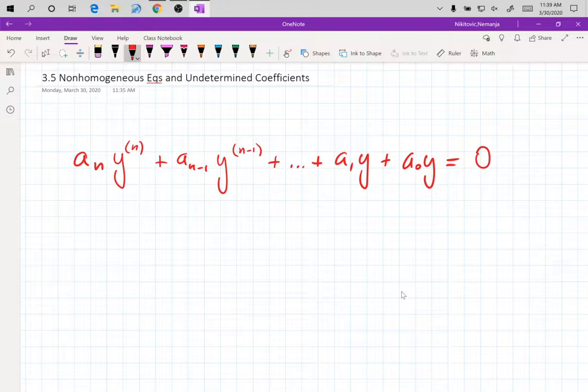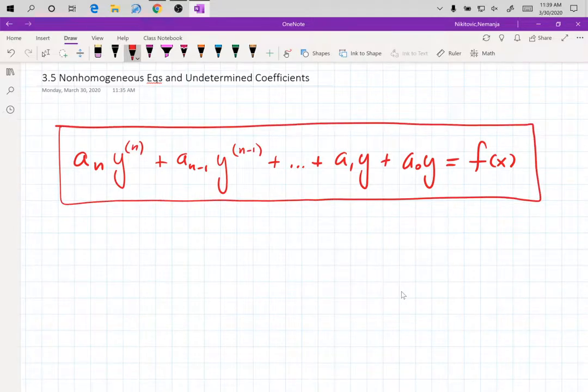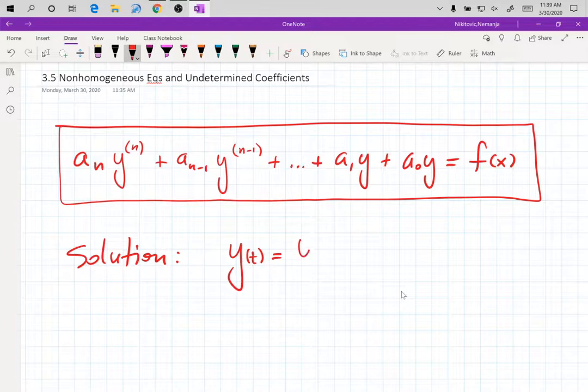But now, instead of this 0, I just erased the 0, I am going to have some forcing term f of x, and we are going to take a look at this type of equation now. The solution for this is obviously different than what we had before. Our solution looks like this: y of t is going to be y complementary plus y particular.